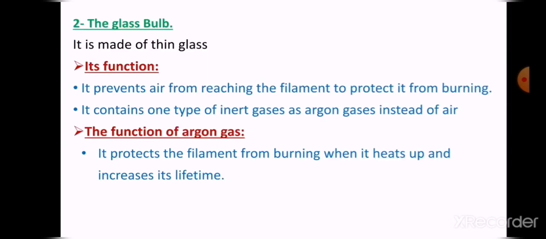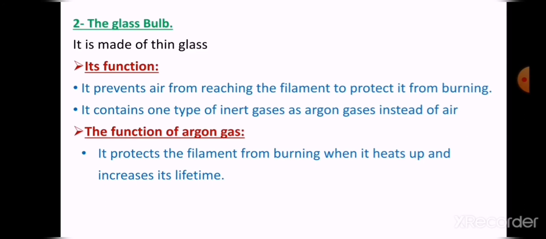Part number two of the light bulb is the glass bulb. The glass bulb is made of thin glass. What is its function? It prevents air from reaching the filament, to protect it from burning.